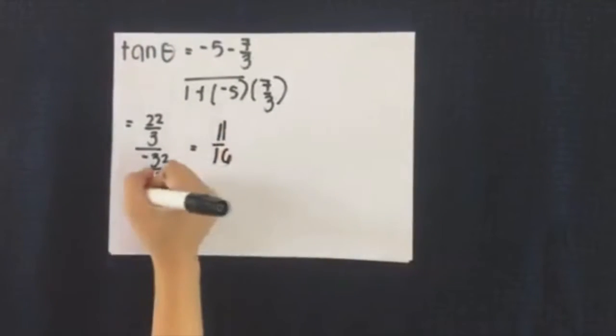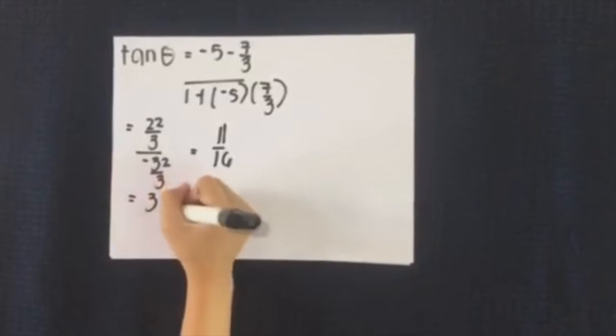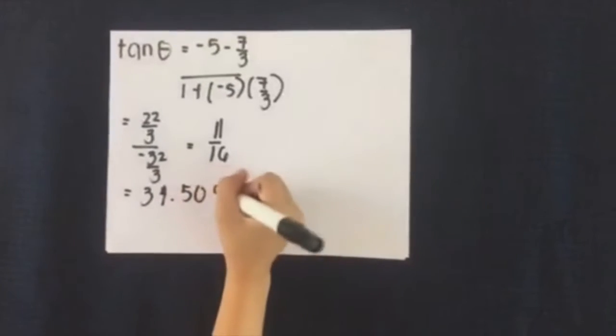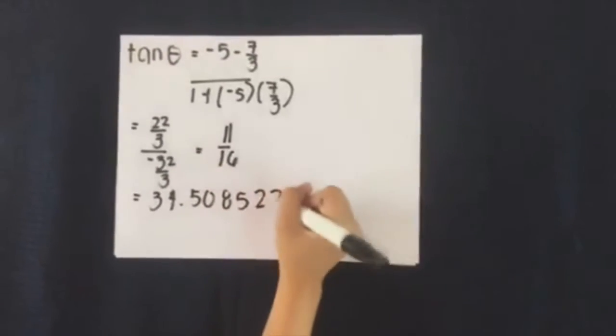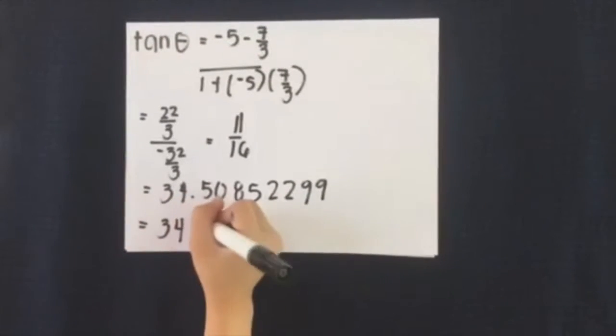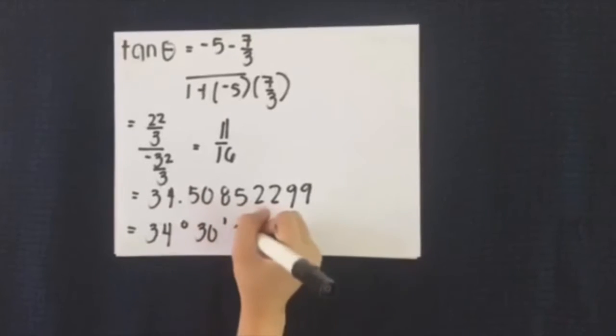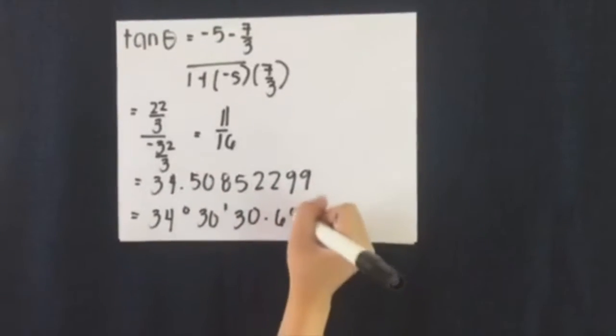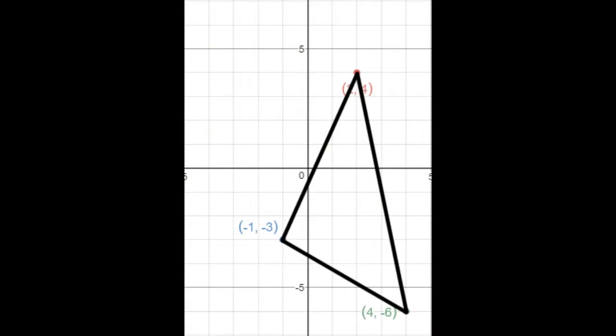By pressing shift tangent, you will have 34.50852299, which is also equal to 34 degrees, 30 minutes, and 30.68 seconds. And here is the graph.